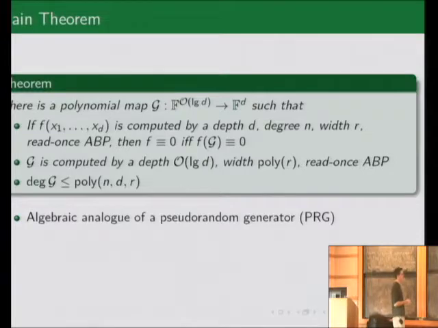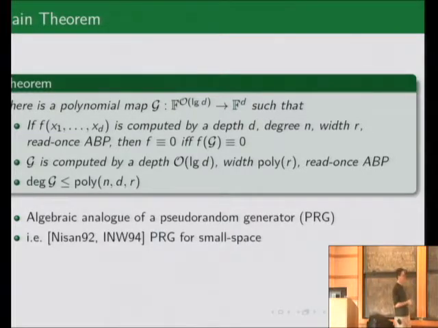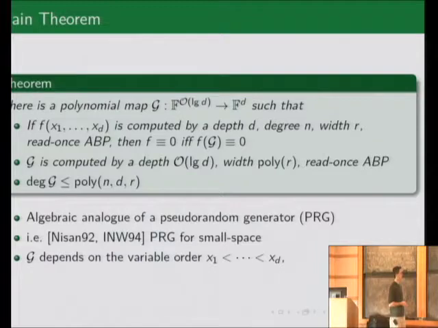So as I said, this is sort of some algebraic analog of a pseudorandom generator. In some sense, it's vaguely similar to what Nisan and INW did for small space. And as was mentioned, this generator or these hitting sets really depend on you knowing the variable order. You can't do it without that.